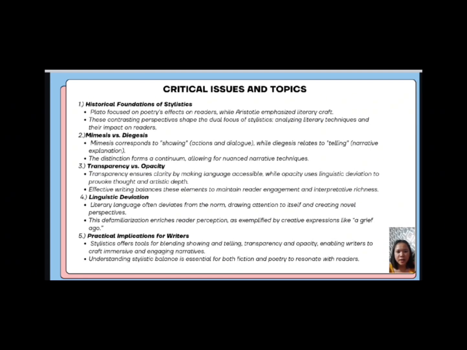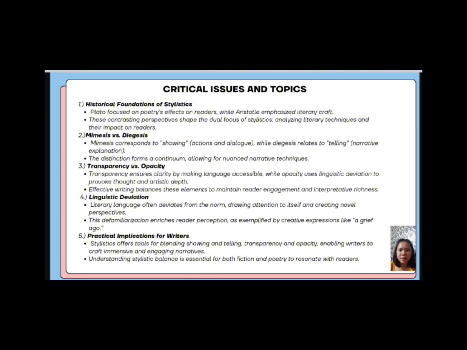Practical application of stylistics. For creative practitioners, stylistics provides actionable insights. Writers can experiment with showing versus telling and transparency versus opacity to align their narrative style with their intended audience and themes. For example, a literary short story might emphasize opacity to invite deep analysis, whereas a children's book would prioritize transparency for accessibility.